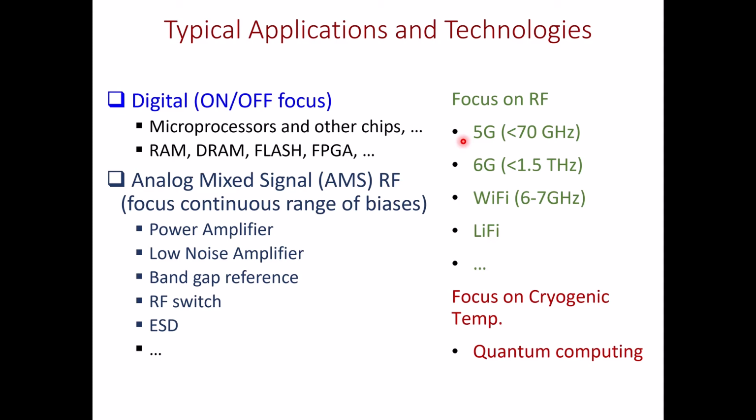If you see the analog mixed signal RF part, the RF focus, in terms of what technologies are around, you're talking about 5G all the way up to almost 70 gigahertz, right? Then 6G is coming, which is all the way up to 1.5 terahertz. Then a lot of work is ongoing in Wi-Fi 6 to 7 gigahertz. There is also some Li-Fi work started, which is typically for autonomous vehicles and so on, right? Depending upon the frequency range of interest, the models need to be accurate up to different ranges of radio frequencies. And as the frequency increases, a lot of parasitics like capacitances and inductances become dominant and dominate your circuit performance. So accurate modeling of passives becomes more and more difficult and important as you go to higher and higher frequencies.